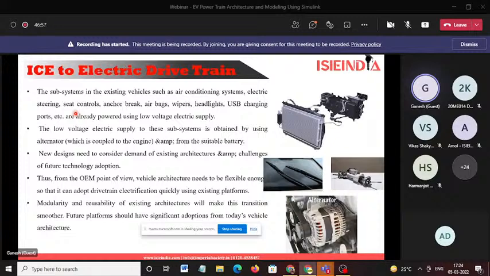But what about when you come to the electric drivetrain? For IC engines, we have an alternator and these things to generate a small low voltage power supply. But when coming to the electric vehicle, what is the solution? Here we have a DC converter which will convert high voltage to a low voltage system. In IC engines we have an alternator, as I said, which is coupled to the engine, from a suitable battery. So new designs need to be considered, challenging the existing architecture.